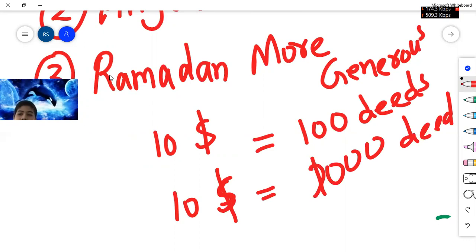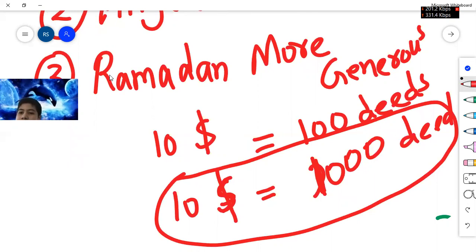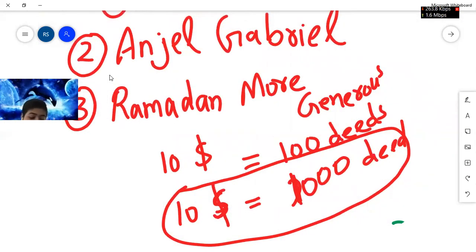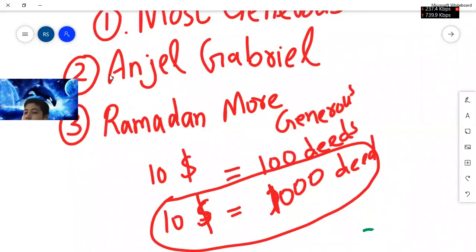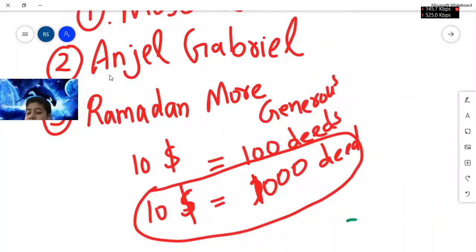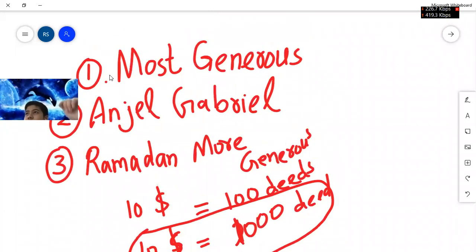So that's why he used to do more good deeds in Ramadan. This means we should also do more good deeds in Ramadan. Imagine I gave a person 100 baht. I would get 1,000 in normal months, but if I give in Ramadan, it will be 10,000. It increases a lot.